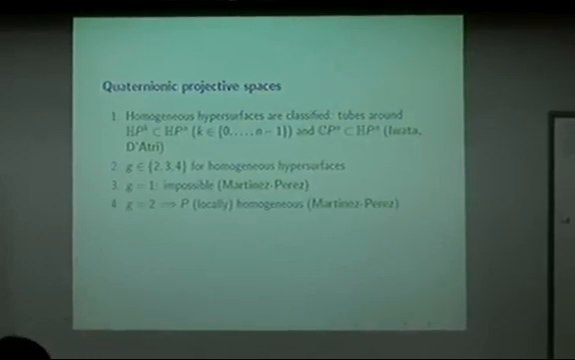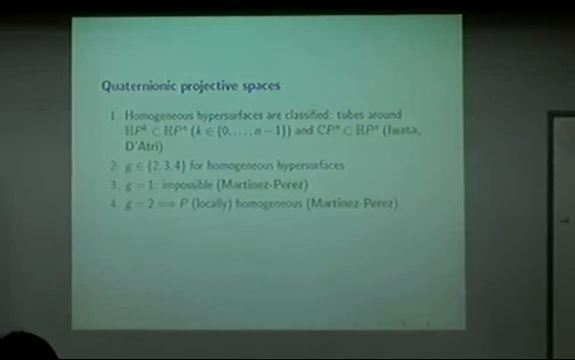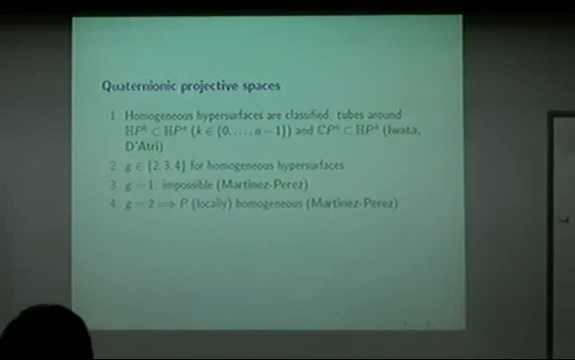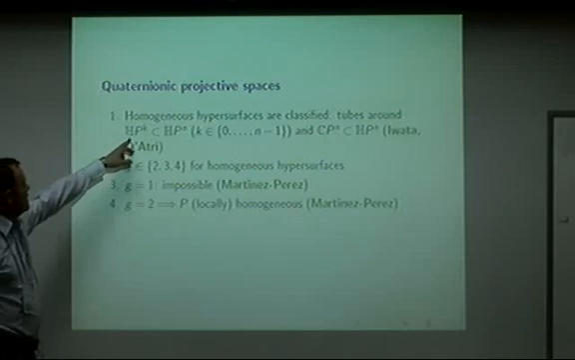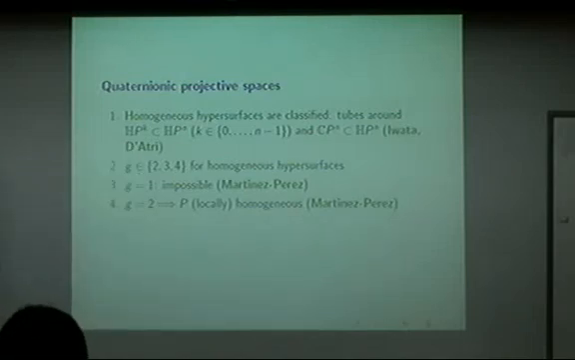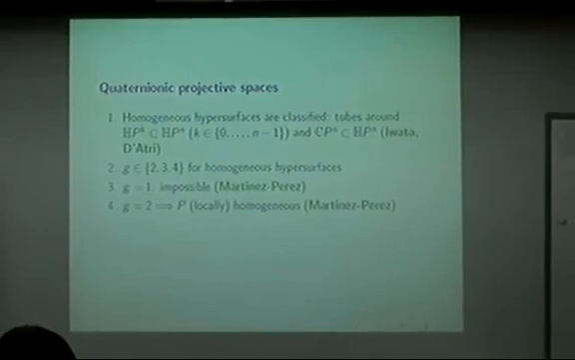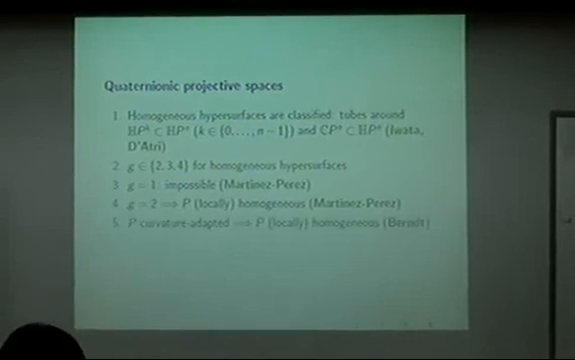The interesting case is then g equal to 2. That's really where something happens, and Martinez and Perez did some calculations, and it turns out that one gets only homogeneous hypersurfaces. In this case, I think it's just the case when k is equal to 0, so a tube around the 0-dimensional projective space, that's just a point. So it's a sphere. A sphere in quaternionic projective space has 2 distinct constant principal curvatures. That's what one gets in the g equal to 2 case, and nothing else. So just the spheres. And that's it, basically.